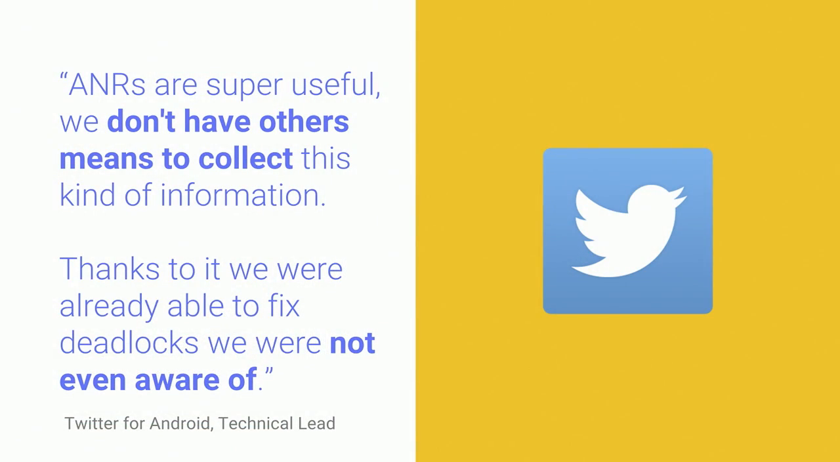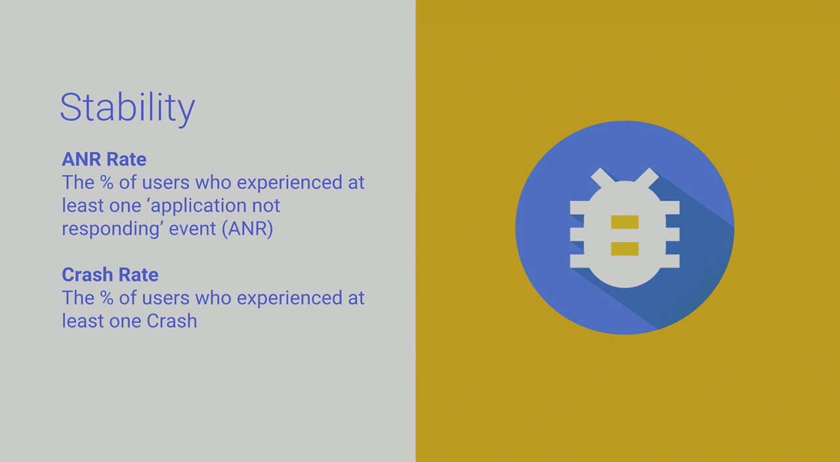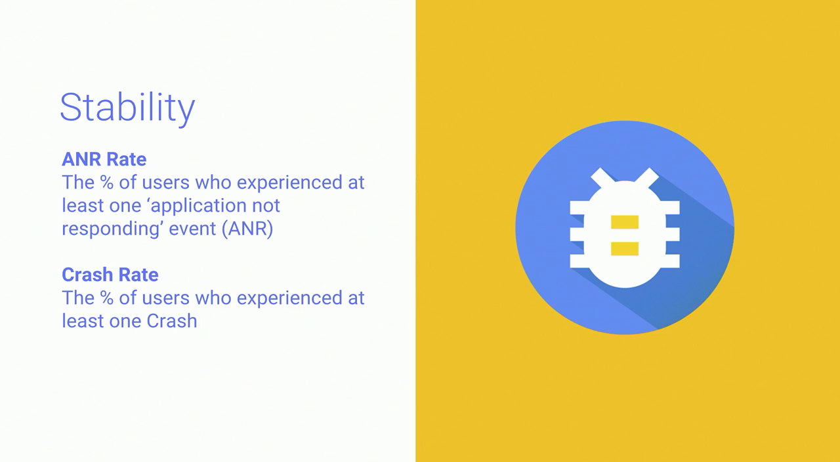Twitter has built a phenomenal application. It has an amazing, reliable experience. However, they were even able to learn things from the ANR data in the Play console when we gave them early access to this. And they were able to fix issues already with their application as a result. So I encourage you all to go and check out this section and see what you can fix. To recap in the stability area, we have two core things to focus on here: reducing your ANR rate and reducing your crash rate.